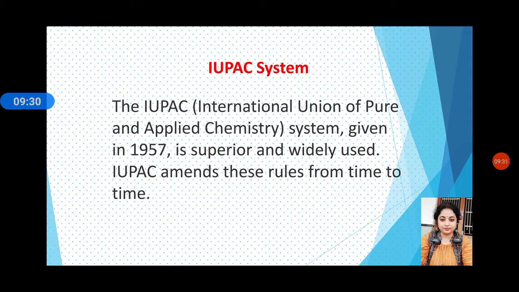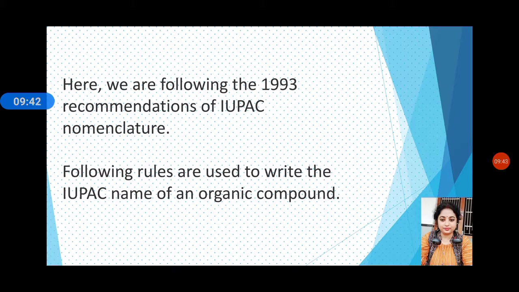The IUPAC system, given in 1957, is superior and widely used. IUPAC amends these rules from time to time. Here we are following the 1993 recommendations of IUPAC nomenclature. We will see simple rules by which we can give a name to an organic compound. So children, be ready with your register and pen, and concentrate.